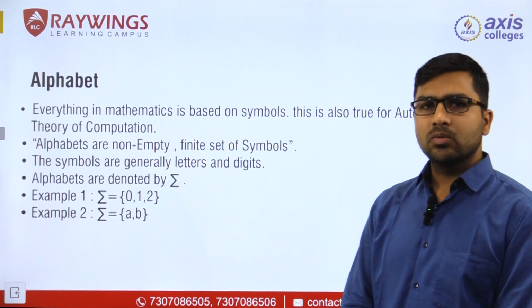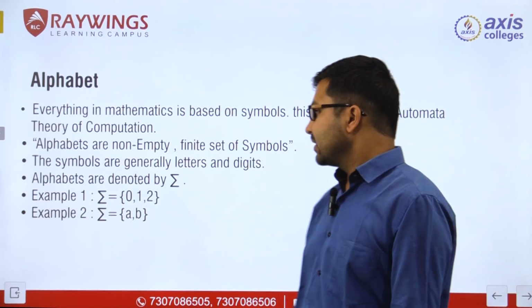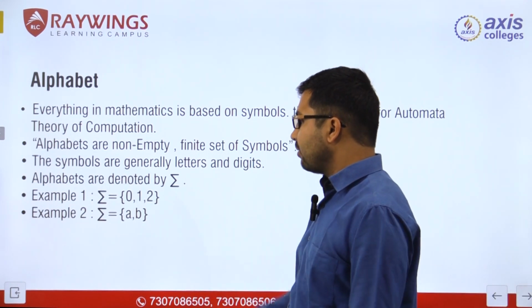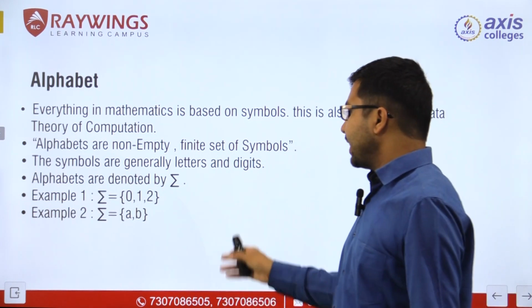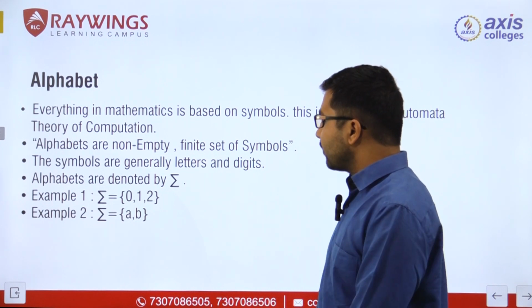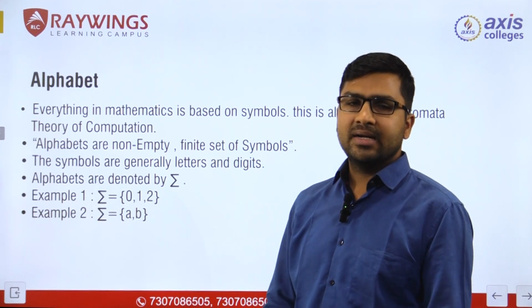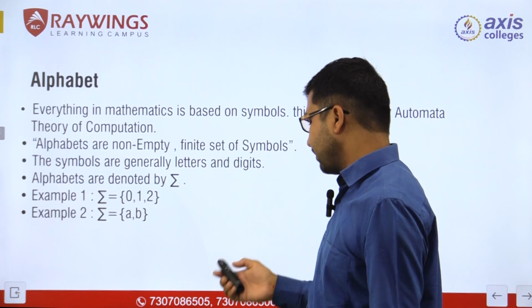If we talk about examples of alphabets, then sigma equal to {0, 1, 2}, sigma equal to {a, b}, sigma equal to {0, 1}, and anything from letters and digits contained in the form of a set is an alphabet.